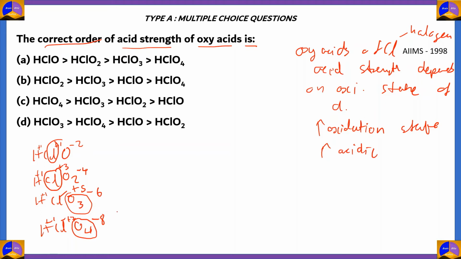So therefore, in terms of acidic strength, HClO4 is stronger than HClO3, which is stronger than HClO2, which is stronger than HClO. So the correct order is found in option C. This is the correct order according to the acidic strength, which is based on the oxidation state of the chlorine atom inside each of the oxyacids. Option C is the right option.